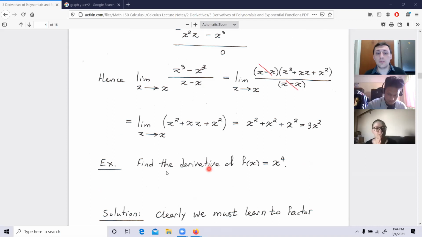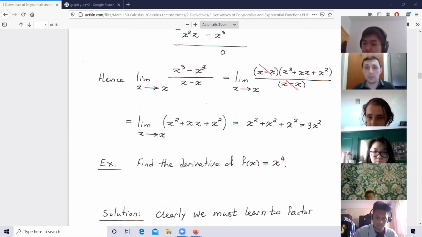Now, let's try to find the derivative of x to the 4. We're trying to get the pattern. Guys, before I even bother writing the derivative, can you guess what might be the formula? We're trying to develop shortcuts. What do you think will be the derivative of x to the power 4? Type in the comments. Do you have a guess?